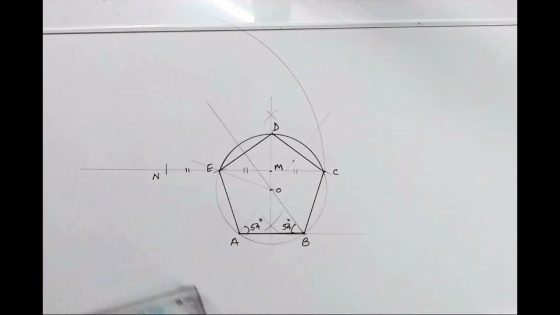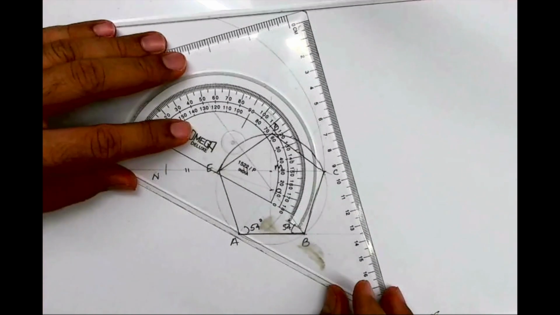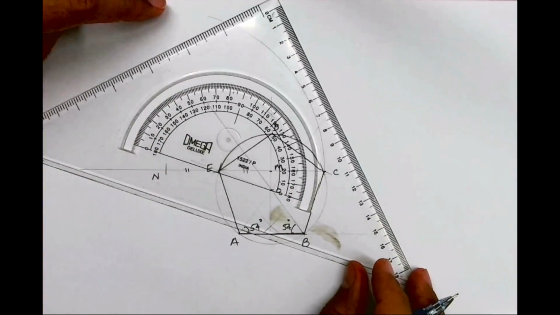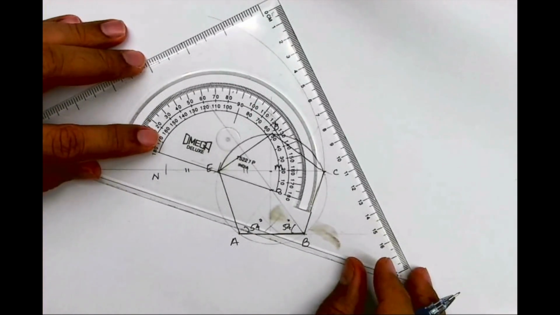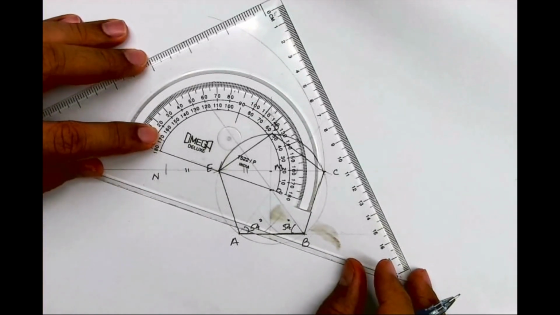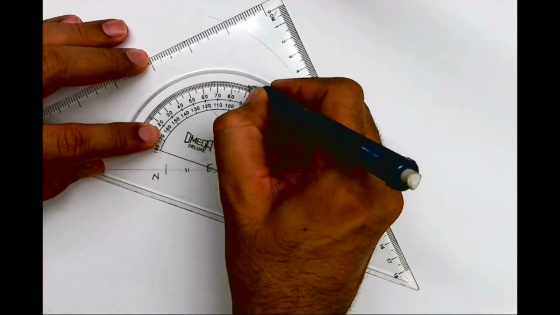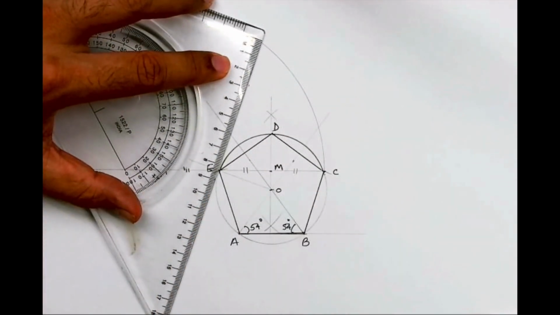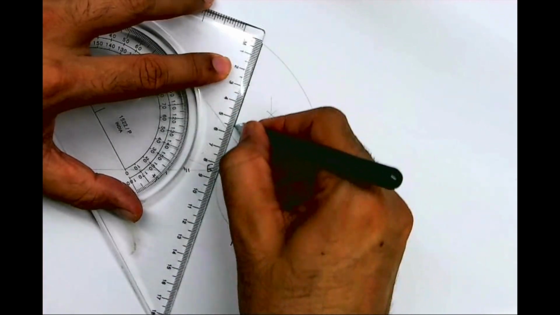And from E I will draw a perpendicular. So I can construct a perpendicular, or I can take it with a protractor. I am taking it with a protractor. So wherever this line will intersect with that previous arc, which we have drawn from N, that length would be your arc length.